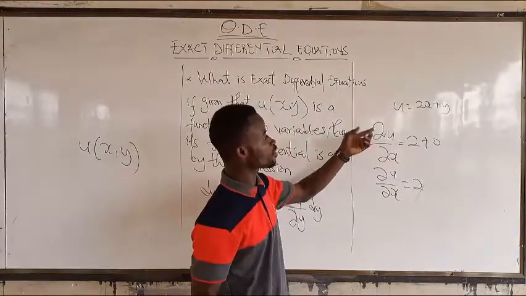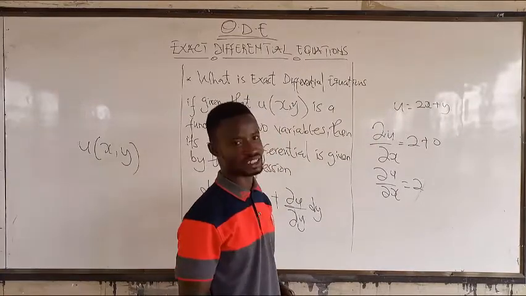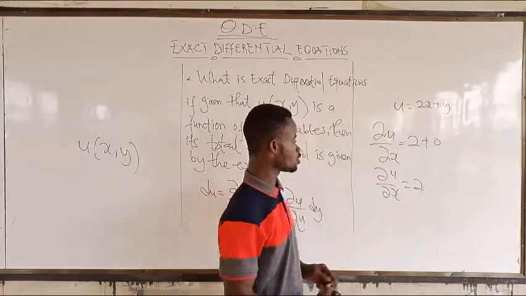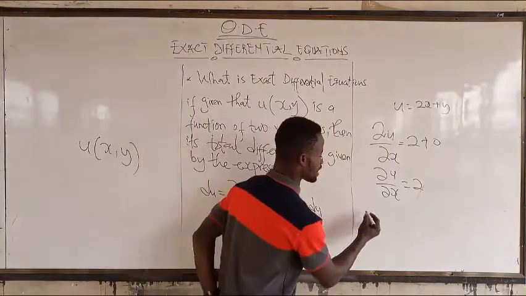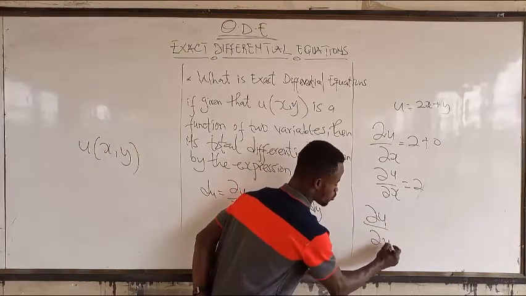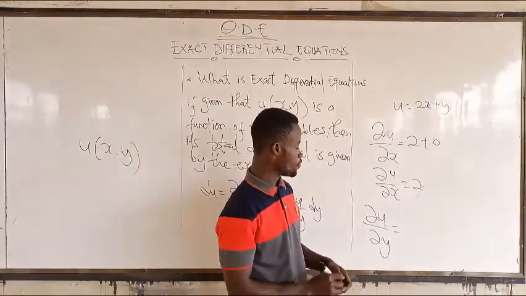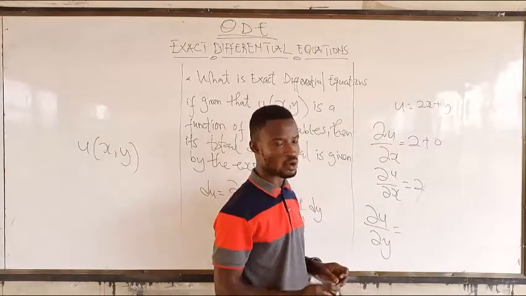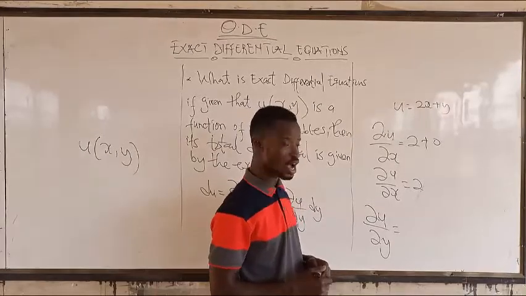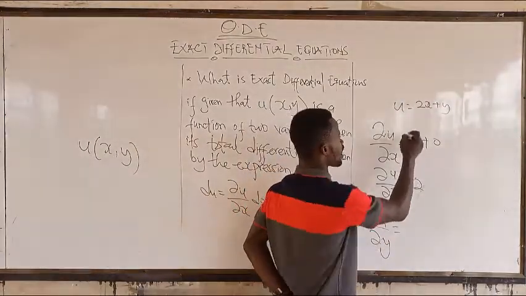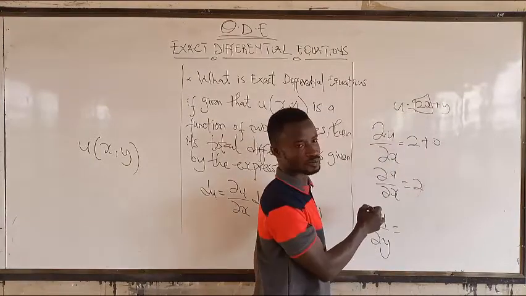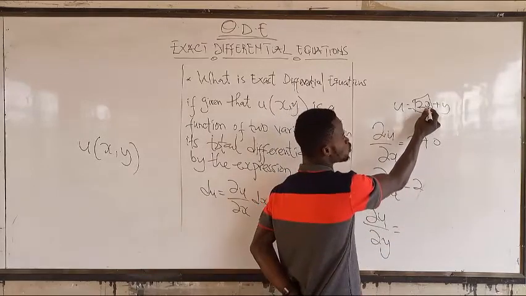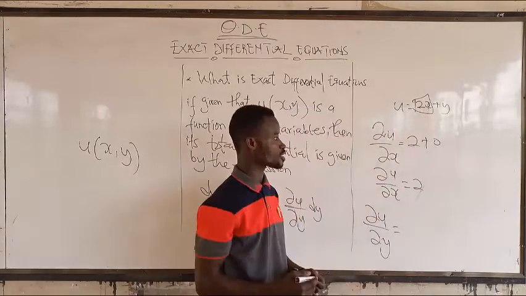Now we are done with that, and we take the partial derivative of u with respect to y. Here also, we differentiate with respect to y by holding the x variable as a constant. Don't forget, this 2 here is a constant already, and the x here we are treating as a constant.